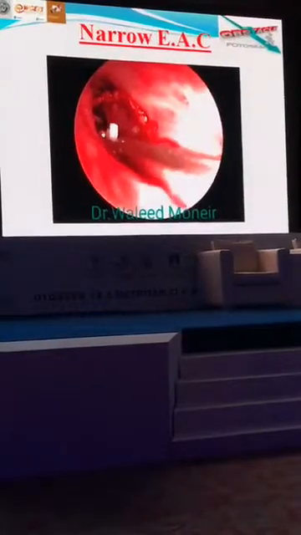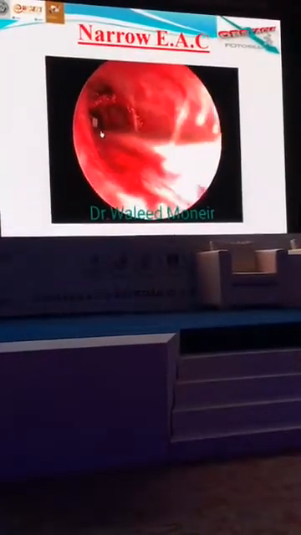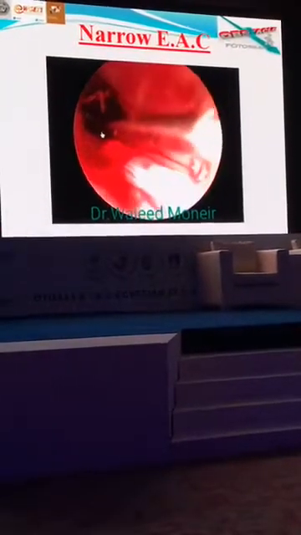Here, in the insertion of the Teflon piston, with the stable superstructure in place to give some stability to the long process of the incus during the insertion of the Teflon.